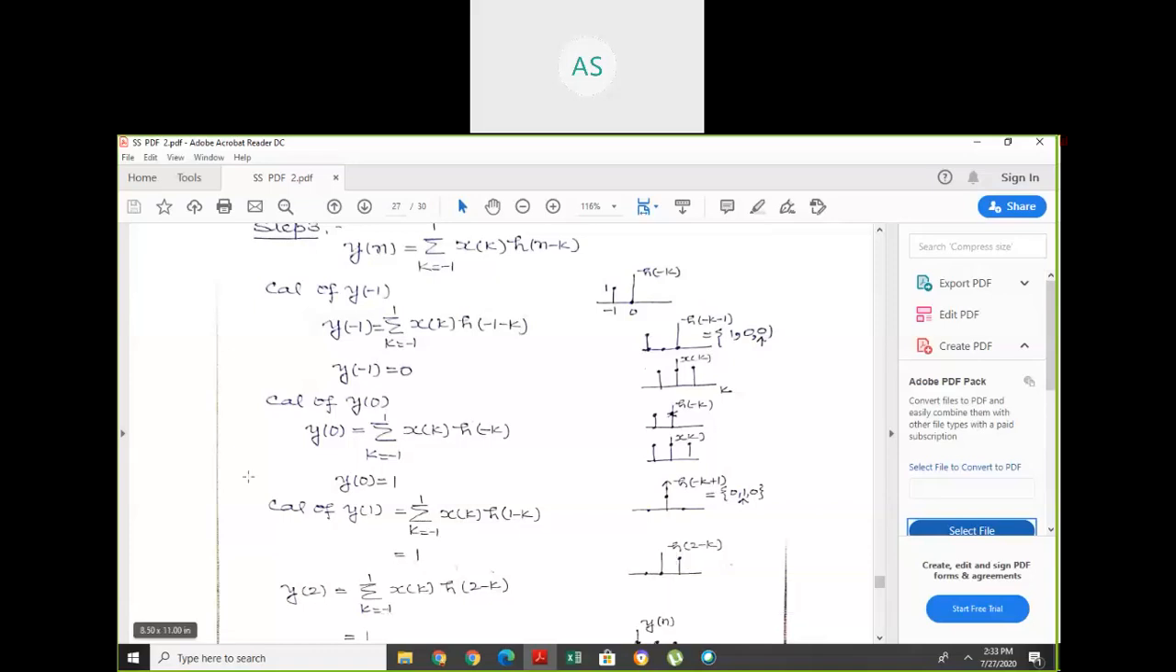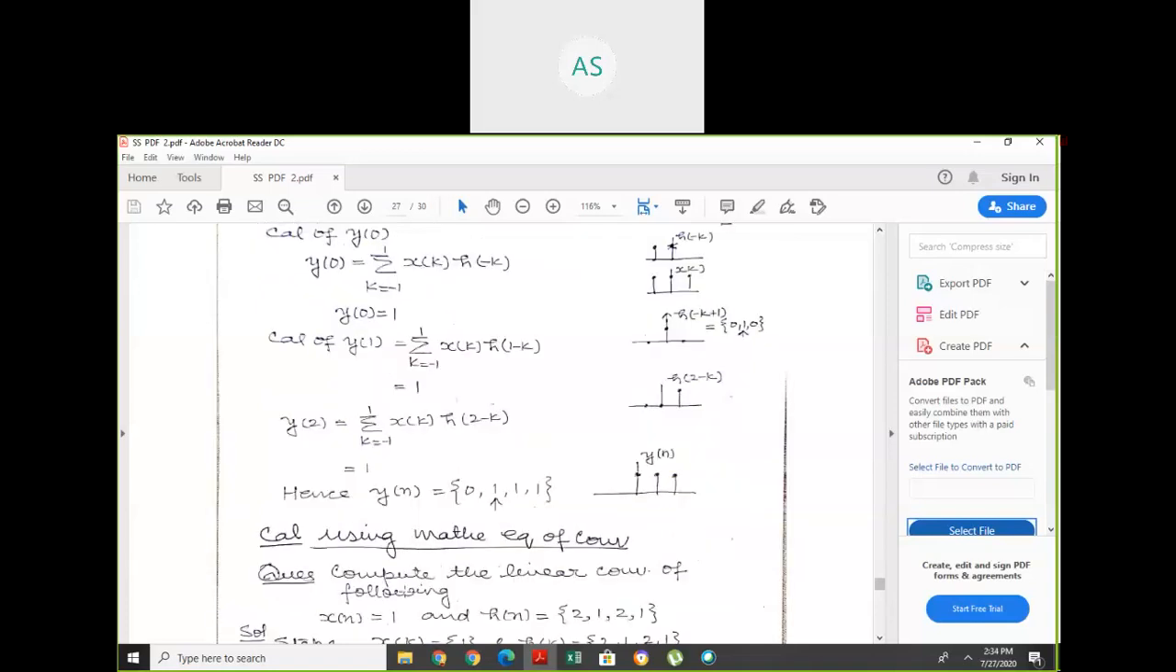Next, calculate y of 1. y of 1 is equal to this, and substitute n by 1. So if this is x of minus k, x of 1 minus k is shifted towards the right, and if we multiply this with this x of k, we get 1.